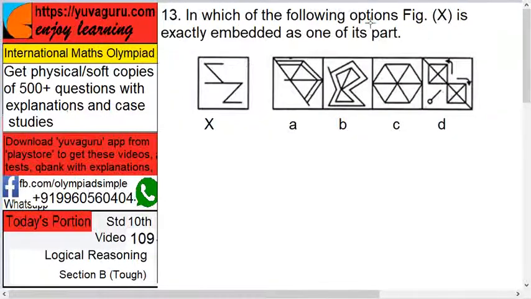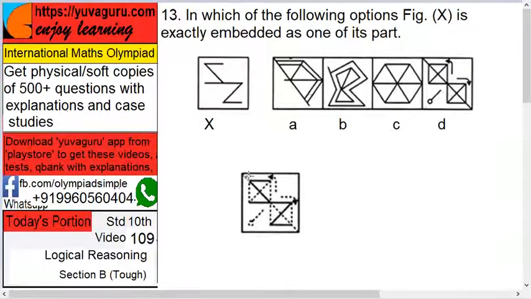Next, in which of the following options is figure X exactly embedded as one of its parts? Means this X should be a part of one of these figures. See here, this is merely by observation. A, B is not possible. C can be possible, but there is a problem with this line. This line doesn't fit. So D is possible. Let's check D. See this. If you draw the remaining as dotted, the correct figure would be this. This X exactly fits in D. So D is the answer.